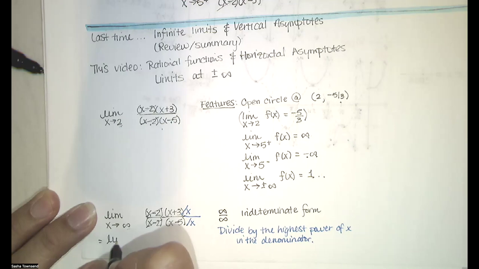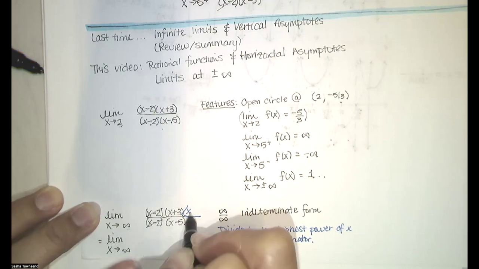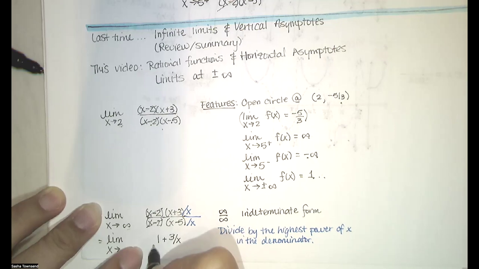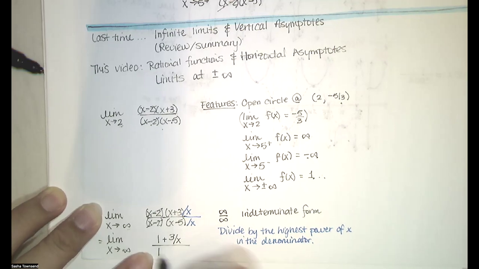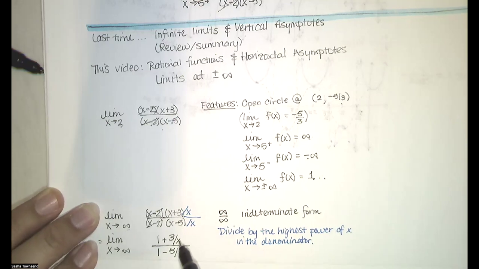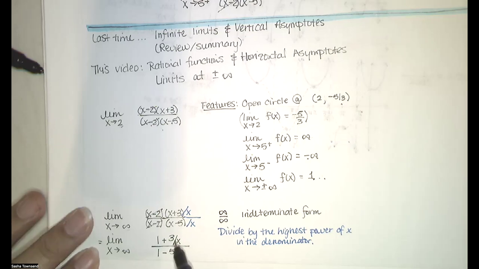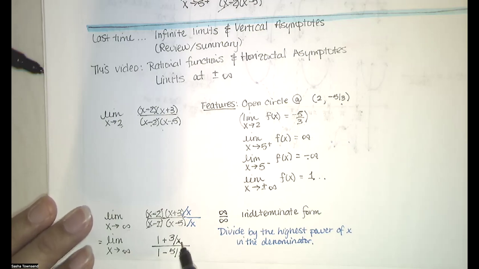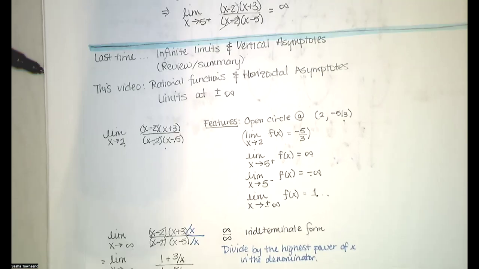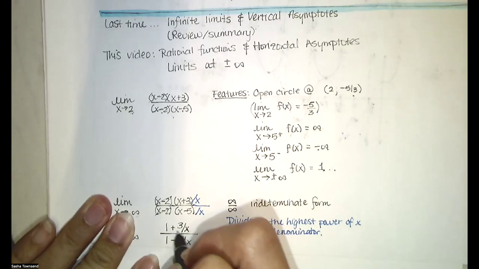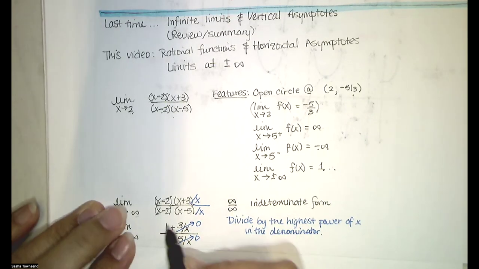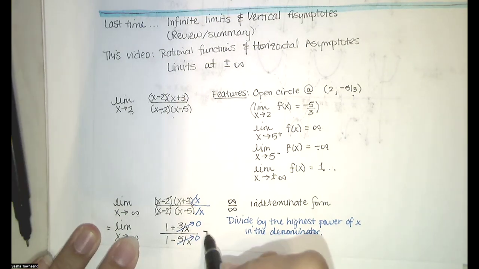So we'll have the limit as x goes to infinity of x divided by x, which is 1, plus 3 divided by x, over x divided by x, which is 1, minus 5 divided by x. Now here, we'll have 3 divided by a very large number, and 5 divided by a very large number. Well, 3 divided by 1,000,000 is very, very small. It's getting closer and closer to 0. If x is 1,000,000, it's 3 over 1,000,000. If x is 1,000,000,000, it's 3 over 1,000,000,000. As x keeps growing and growing, this fraction gets smaller and smaller. So as x goes to positive infinity, this goes to 0 and this goes to 0, and we get 1 divided by 1, which is equal to 1.